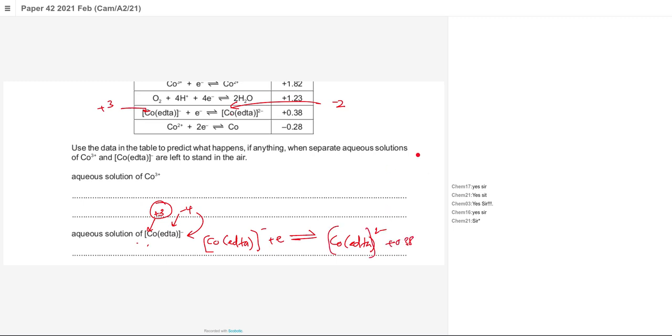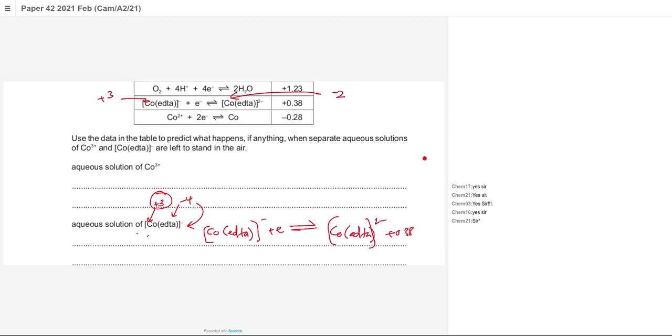So if I reverse the other equation and say this reduction is possible in the presence of water, then water turns to oxygen plus 4H plus 4 electrons, and in that case it's plus 1.23. If I analyze the E cell value, E cathode, which is reduction, minus E anode, the cathode is the first equation, which is 0.38, and the anode is the second equation, 1.23. You get a negative value for E cell, which is not feasible.